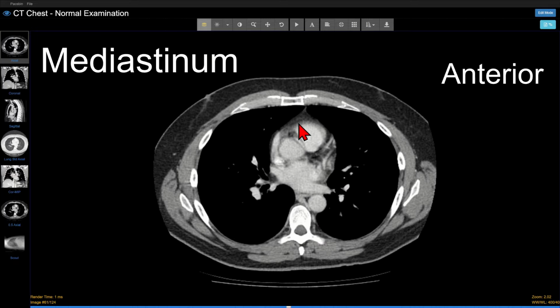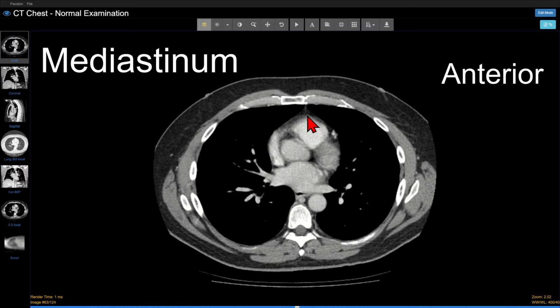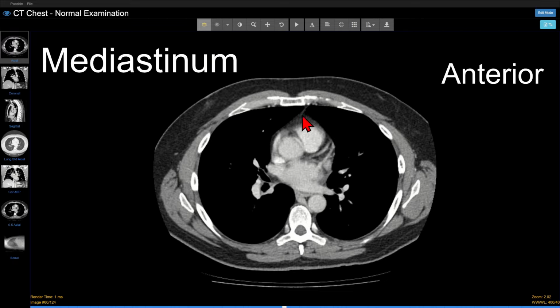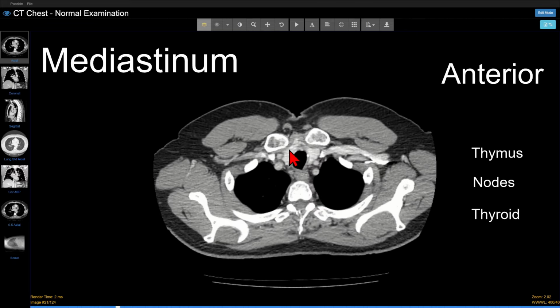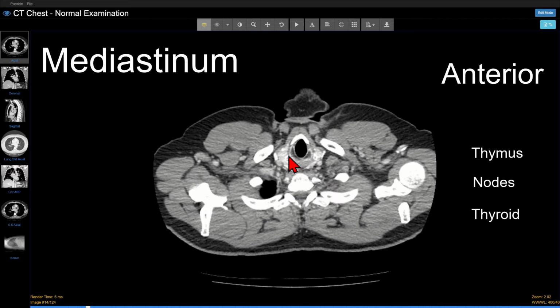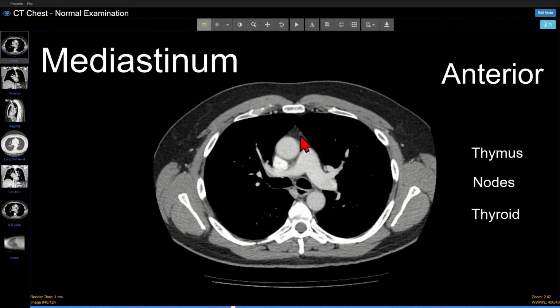The anterior mediastinum is anterior to the pericardium. So this space right here. In adult patients, it contains mostly fatty attenuation. Notice the attenuation here is similar to the subcutaneous tissues. But in younger patients, it can contain the thymus. It can also contain lymph nodes and sometimes thyroid, which is up here if it extends inferiorly. So that's why when you see an anterior mediastinal mass, the classic differential includes thymic lesions like thymoma, thyroid lesions, and lymphoma, amongst other things like teratoma and other germ cell tumors.